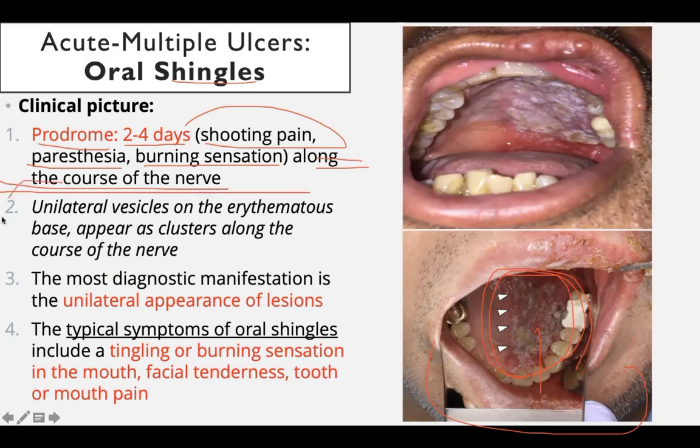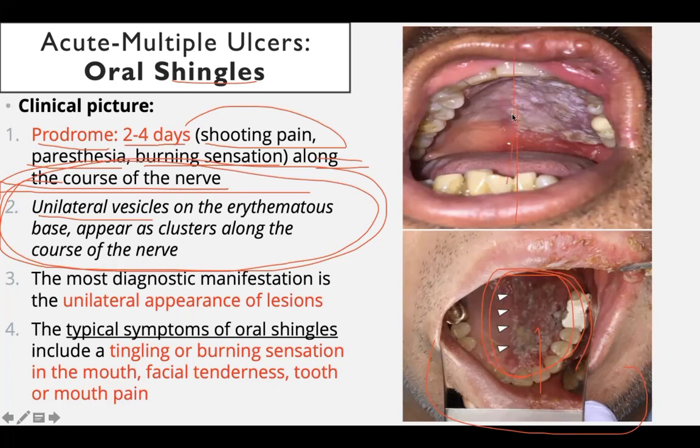How are the vesicles there? We have italicized form. Why do I use this form? So that you can remember the progression of these vesicles or lesions. Here we have unilateral vesicles; they do not cross over to the other side, they stay ipsilateral. It does not go towards both sides.